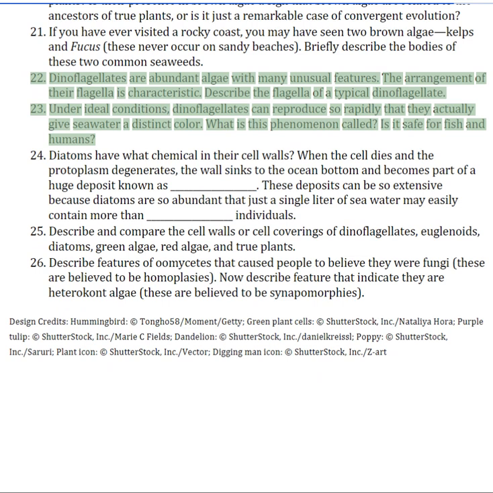22. Dinoflagellates are abundant algae with many unusual features. The arrangement of their flagella is characteristic. Describe the flagella of a typical dinoflagellate. 23. Under ideal conditions, dinoflagellates can reproduce so rapidly that they actually give seawater a distinct color. What is this phenomenon called? Is it safe for fish and humans?